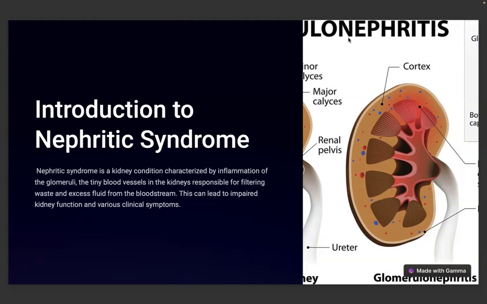Well, in tonight's lecture, we'll discuss a really high-yield topic, which is the nephritic syndrome, which is part of renal pathology. So, without further ado, let's dive into the topic.